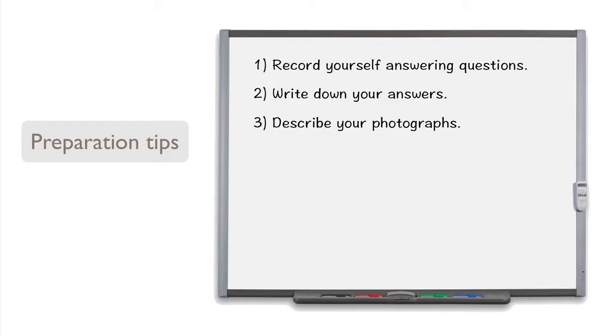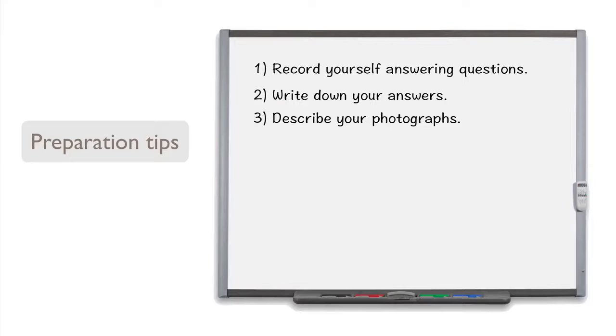Practice describing your own photographs. This will train you to talk about your memories in case you get a question about an event or experience in your past, which is quite common in the speaking test. Try to talk about what the event was, when it took place, and say how you felt.